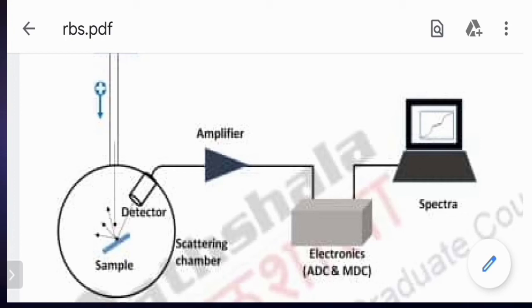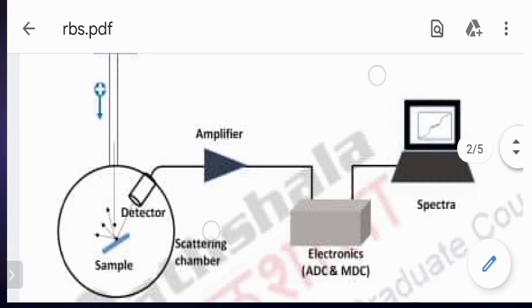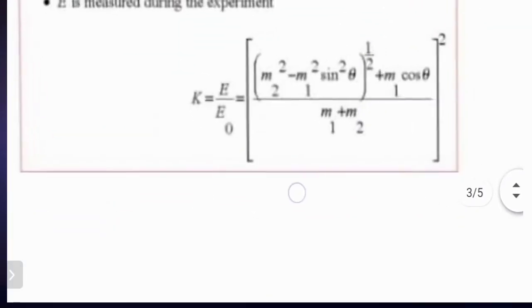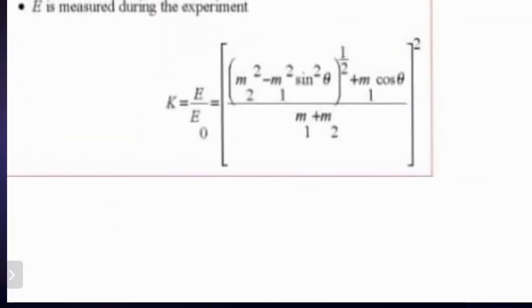The main thing we need to find out is the mass of our sample, which can be determined using this formula. The energies of the scattered and incident particles are known, and theta, the backscattered angle, is also known. So the only thing we need to find out is m2.